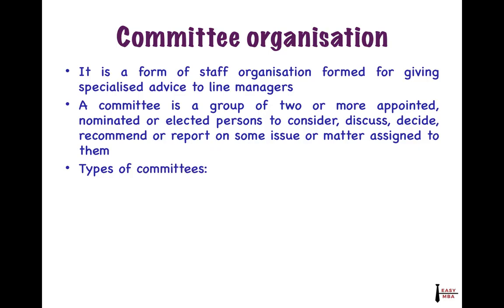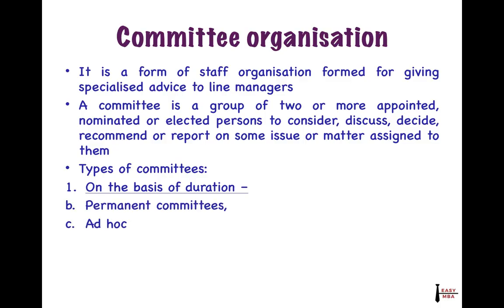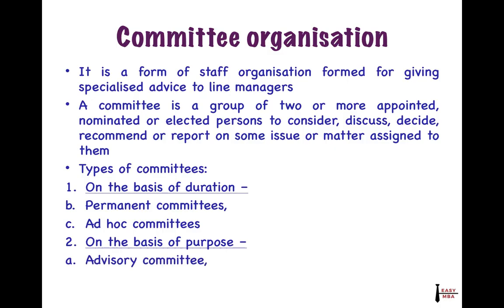Different types of committees that can be formed in an organization are, first, on the basis of duration. We can have a permanent committee, or an ad hoc committee that is formed for some particular period of time. And on the basis of purpose, we can have an advisory committee, which provides advice to the line managers. We can have an executive committee, which commands the line managers also. And we can also have a coordinating committee, which coordinates the functions of different departments. So that is also a type of organizational structure, the committee organizational structure.